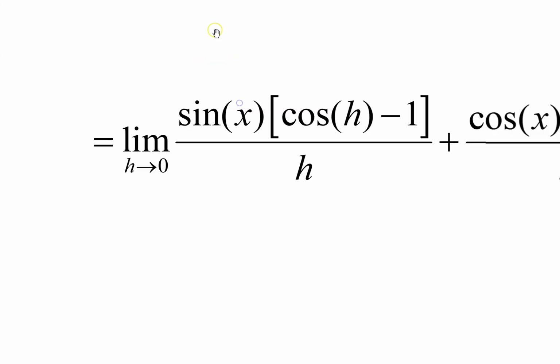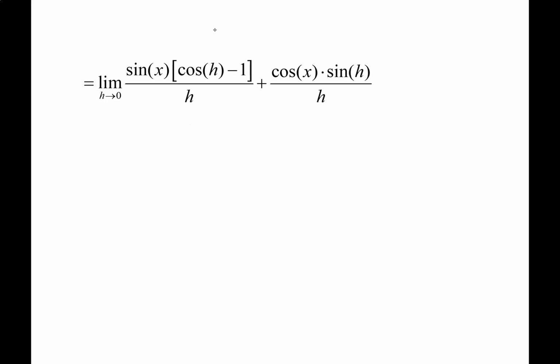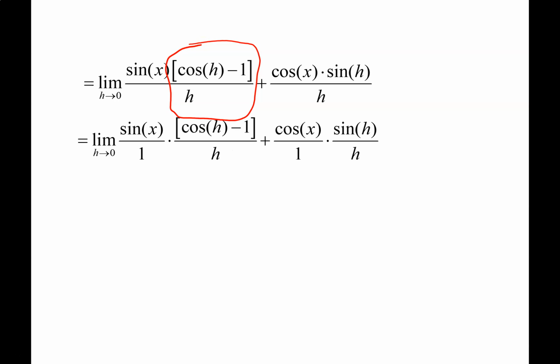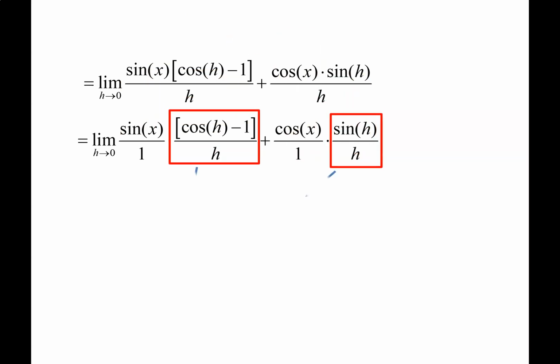And now you might remember this. You might remember this little guy right here being one of those identities. So I'm going to separate it to get that identity. Sine x times cosine h minus 1 over h gives me sine x over 1 times cosine h minus 1 over h. And then that was that identity, that little thing I showed you on the calculator. First one being a 0, and then the second one being a 1.